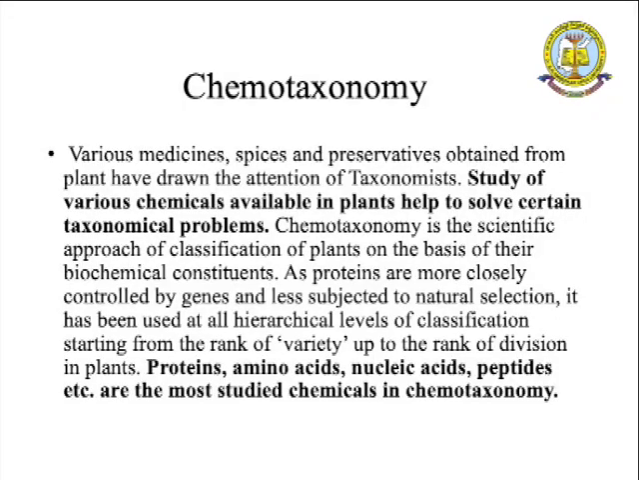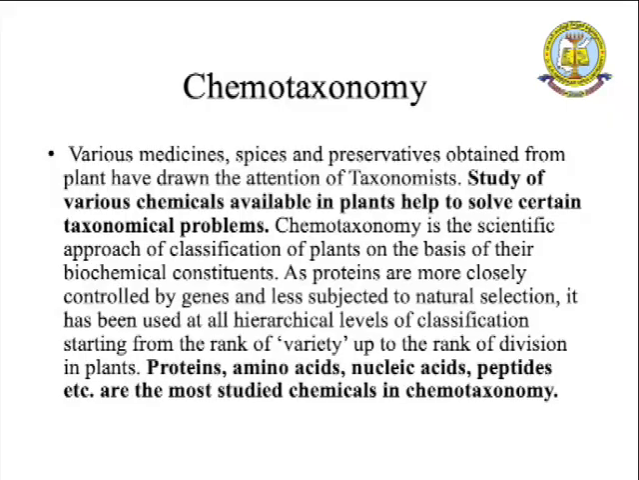What is the meaning of chemotaxonomy? Various medicines, species and preservatives obtained from plants have drawn the attention of taxonomists. The study of the various chemicals available in plants helps to solve certain taxonomical problems. Chemo means chemicals, and these chemicals are related to taxonomy. For example, some families contain certain chemicals, such as anthocyanins and different types of chemicals, proteins, amino acids, nucleic acids and some peptides.